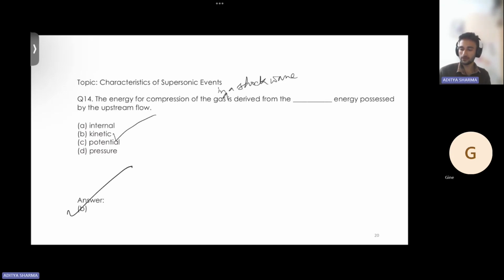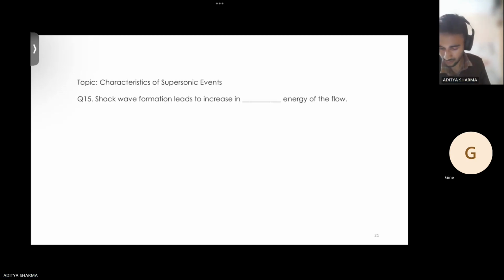Now I believe I am left with two more questions, and we are left with 5 minutes only, and then we shall conclude. This also is based on the same topic, the characteristics of supersonic events. The shock wave formation leads to an increase in dash energy of the flow.